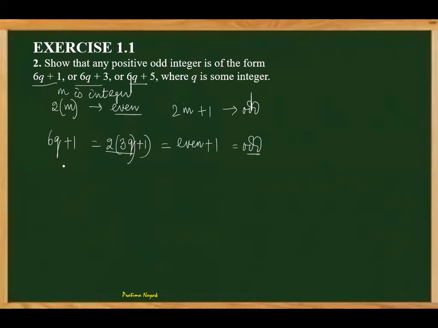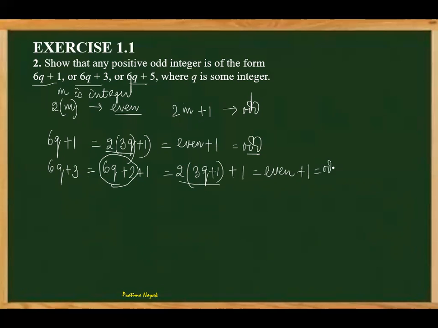Okay. Similarly, 6q plus 3 is equal to, we can write, 6q plus 2 plus 1. And 6q plus 2 is an even number. Why? I can take 2 common. So this will be 2 into 3q plus 1, plus 1. This is even plus 1, that will be again an odd number.